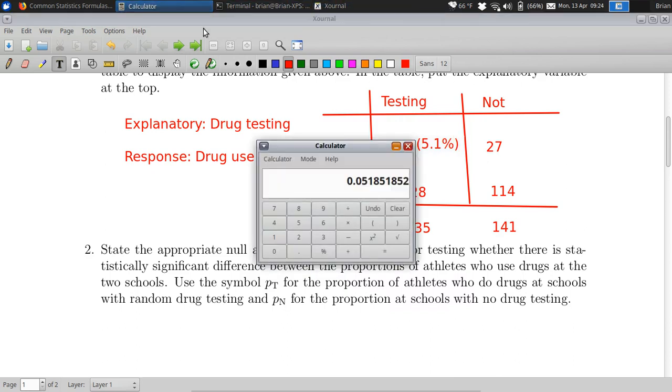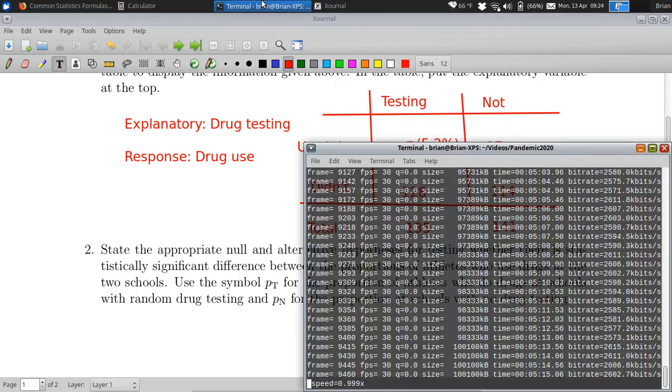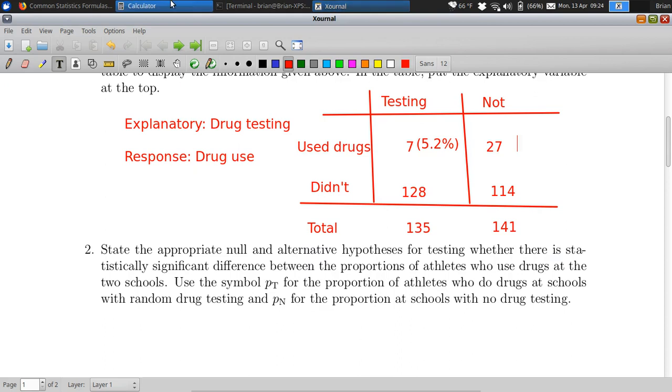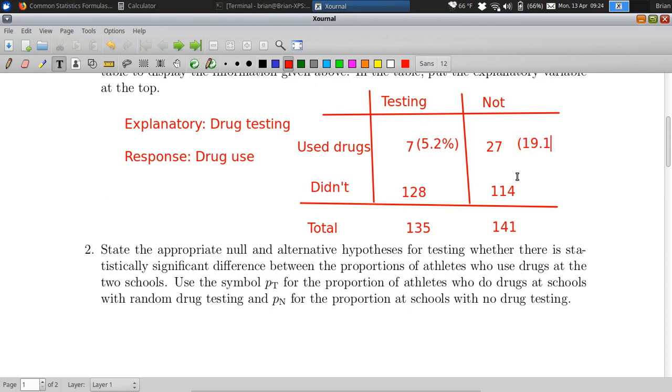And then the other percentage, if I round it, is 5.18, which is closer to 5.2%. And then this other one, 27 divided by its total, 27 divided by 141. So again, these are column percentages. 141 works out to about 19.1%. So yeah, it's a way higher percentage.